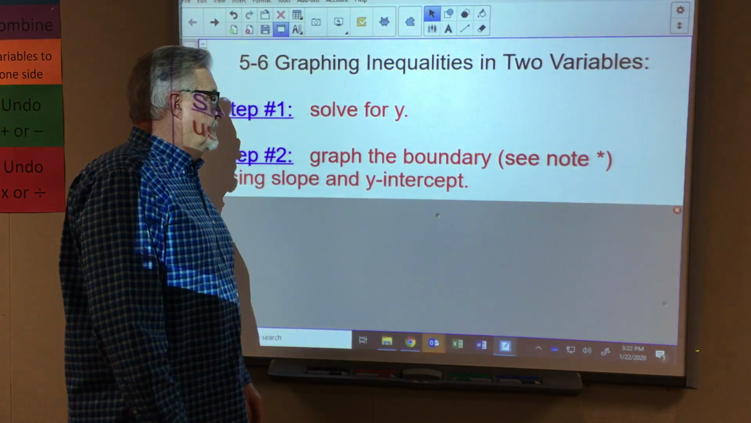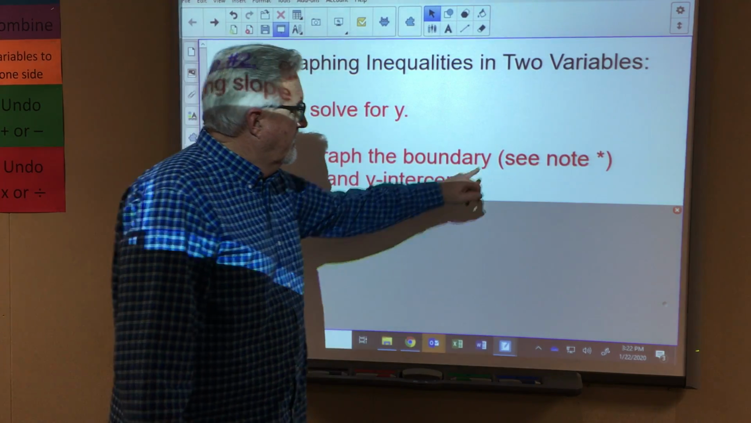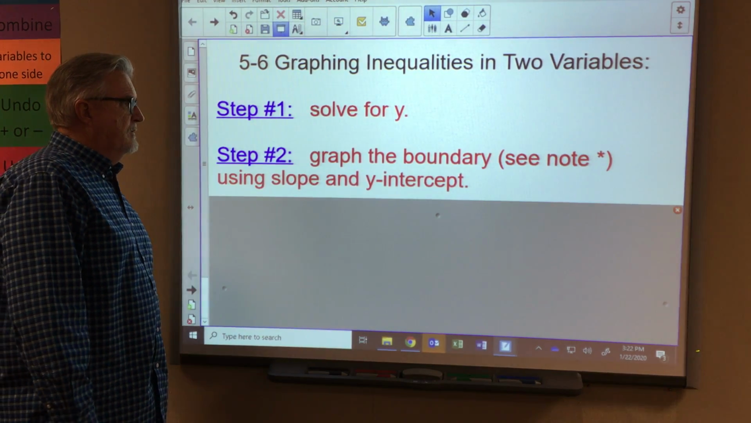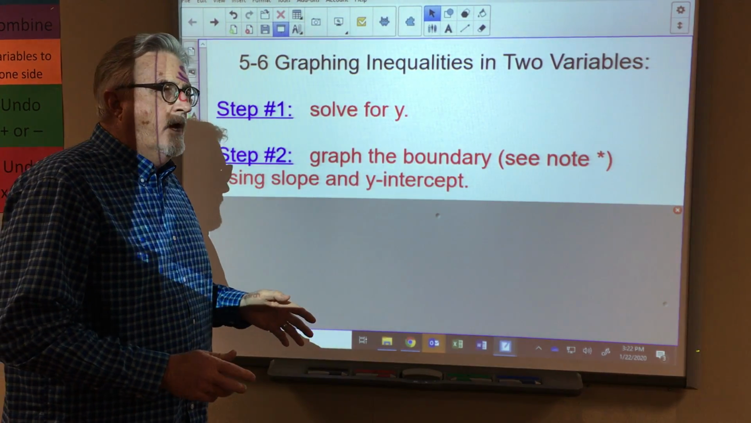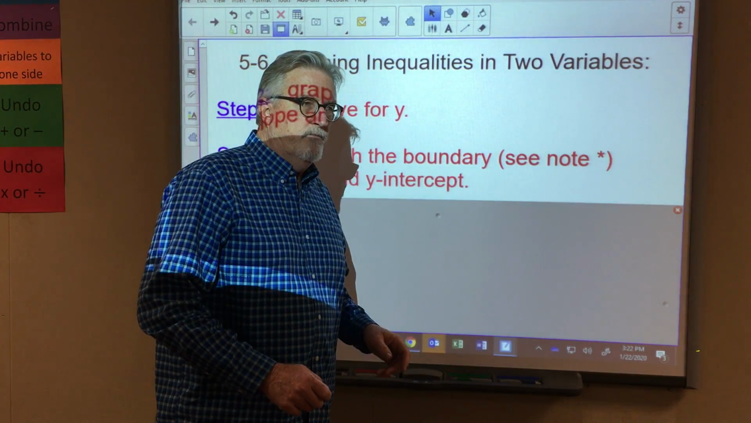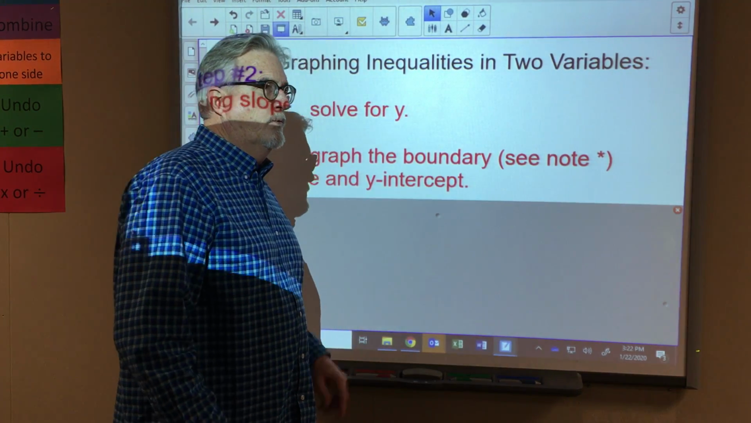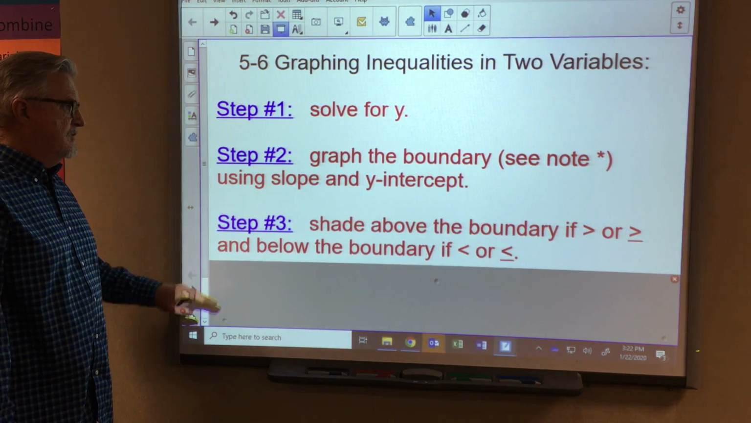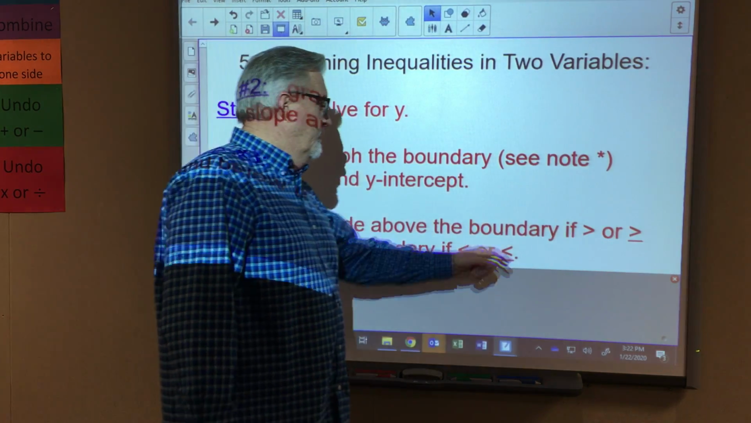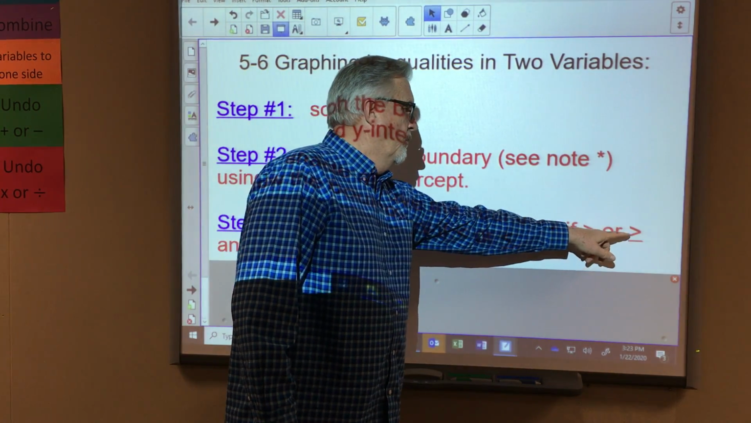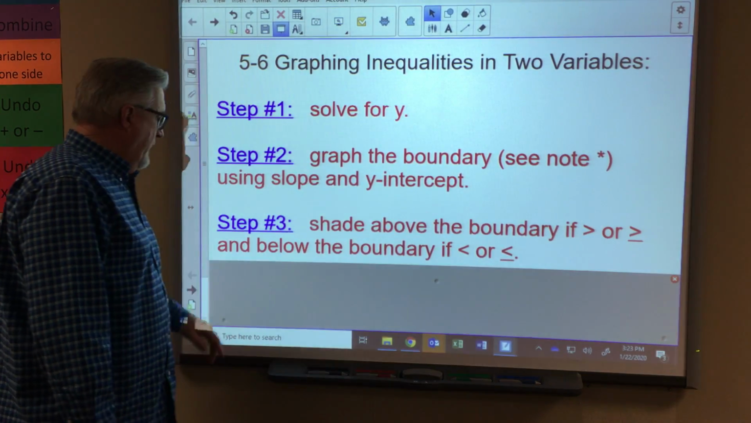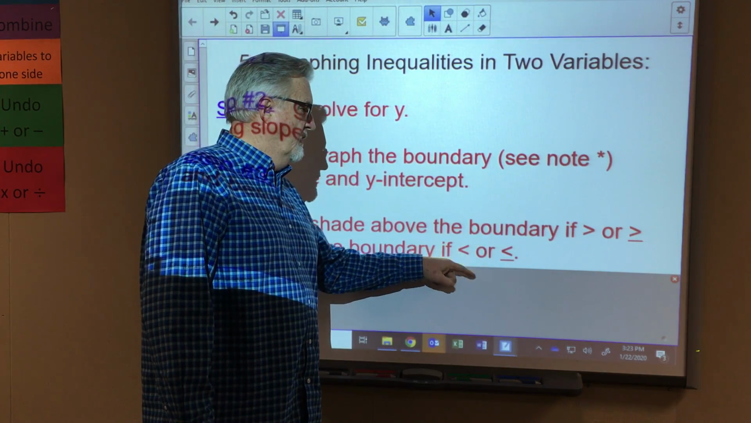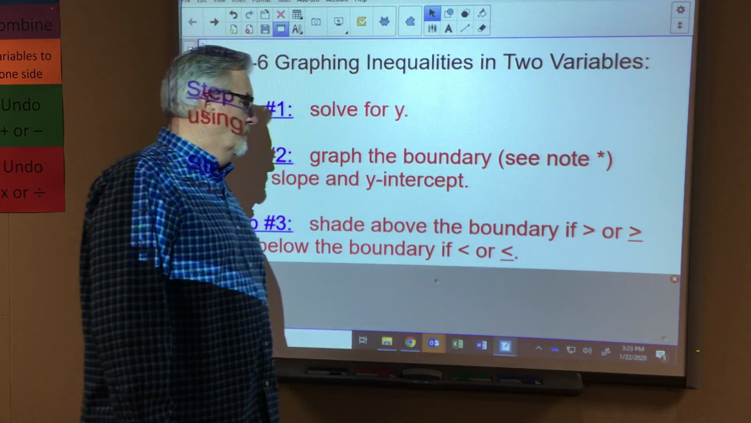Step number two, graph the boundary. It says C note, using the slope and the y-intercept. It's basically graphing just like as if it was in slope-intercept form and an equation in slope-intercept form with a couple of caveats. Step number three is to shade above the boundary if the sign is greater than or equal to, and you shade below the boundary if the sign is less than or equal to.